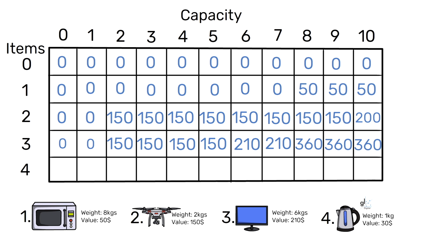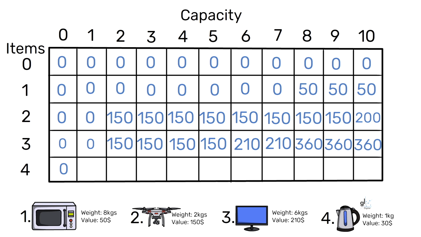So we can now consider item 4, which is the kettle. The kettle has a value of 30 and weighs 1 kg. So in the first cell of this row, we can record a value of 0. Then in the second cell, where the capacity value is 1, we can plug relevant values into our formula to compute the value that needs to be recorded in the current cell. The kettle weighs 1 kg, and the code is considering a capacity of 1. So the weight of the item equals the considered capacity, so code within the else if block is executed.